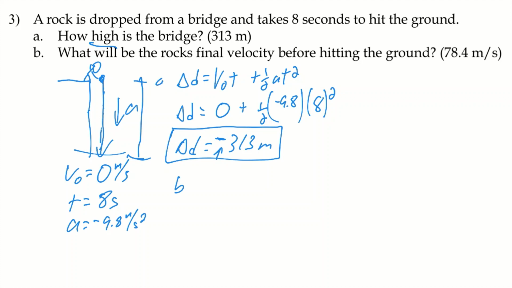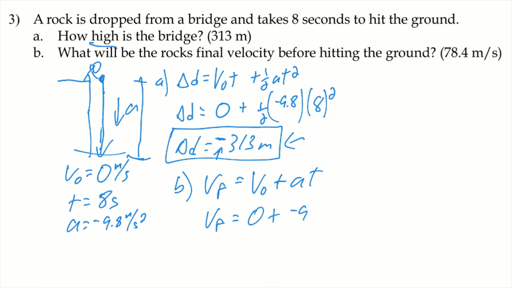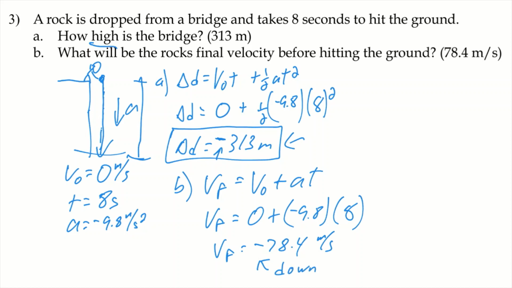Question B, that was A. Question B, we're looking for the final velocity. So again, if possible, try not to use the equation that has displacement in it. So in this case, we'll use this one. So V final we're looking for, V initial is 0 plus negative 9.8 times the time, 8 seconds. And our final velocity is going to be negative 78.4. Again, remember the negative is essentially telling you the direction. You could alternatively say down here if you wish.